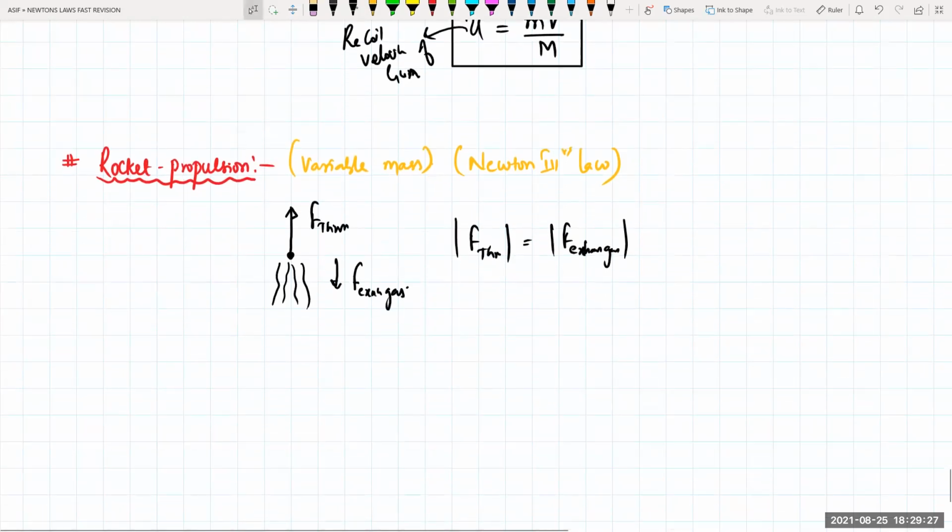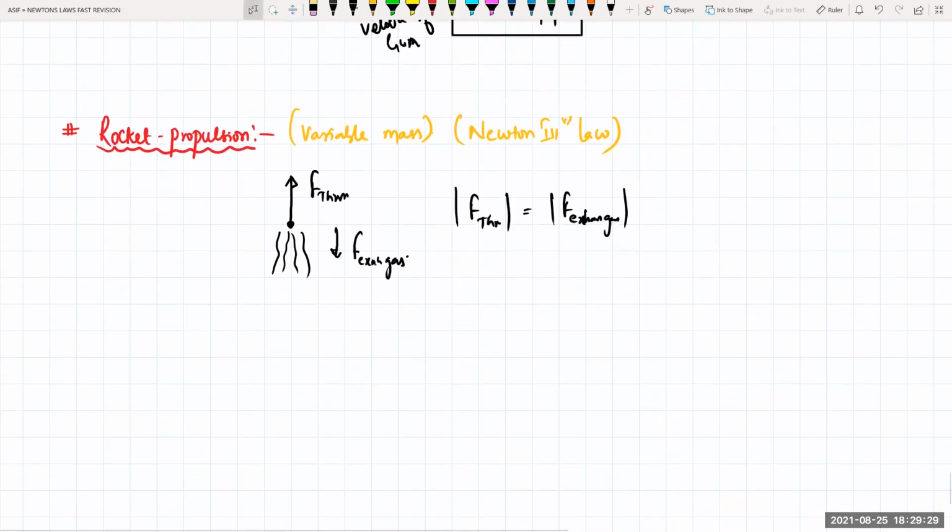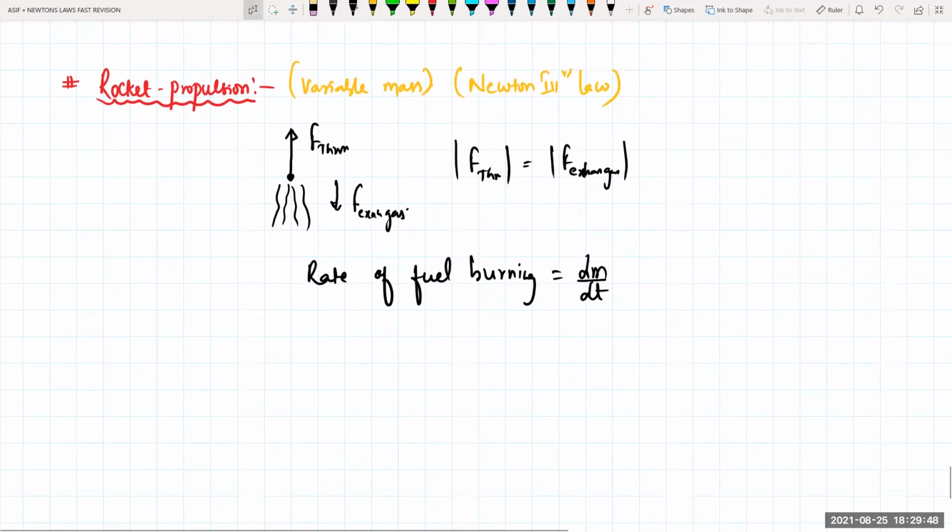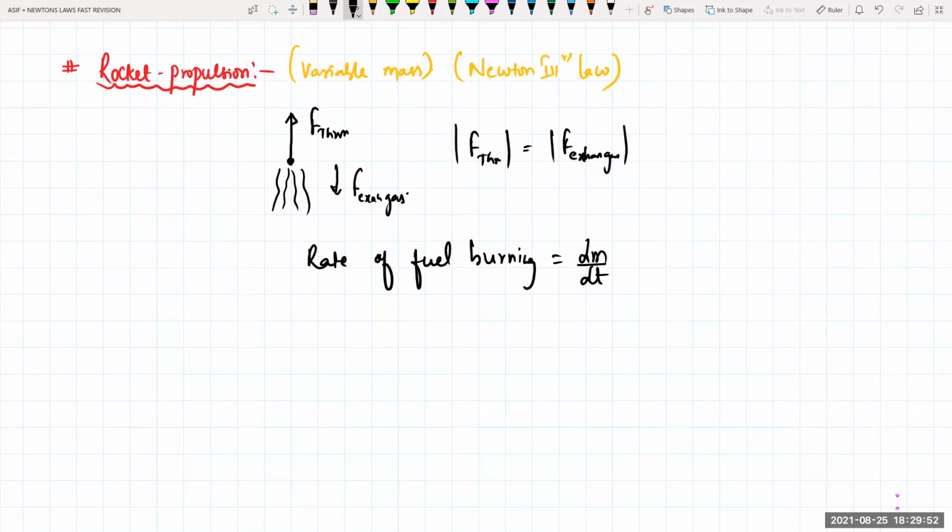Clear? Now the rate of fuel burning will be equal to how much, beta? Fuel is nothing but variable mass, that is dm by dt. Whenever we talk about rate of fuel burning, that means dm by dt. Is it clear? Now tell me, will velocity be more in the final stage, the intermediate stage, or the initial stage, beta?